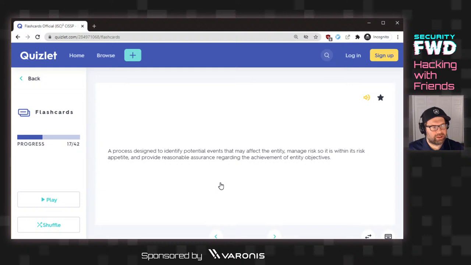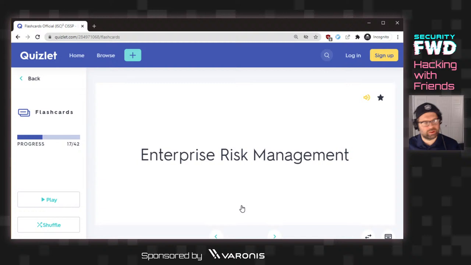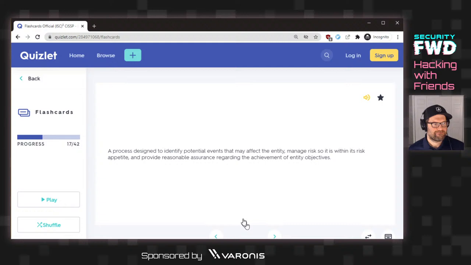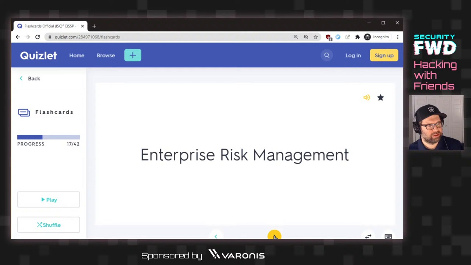Reads like something from the X-Files. Entity objectives. Maybe SCP. A process designed to identify potential. So I think this is risk mitigation or risk tolerance? Risk exploration? Enterprise risk management. That enterprise, I think, is what got me. Okay. So risk management is the general thing versus enterprise risk management, which is the super formal entity objectives. I mean, that sounds like a band name, entity objectives.